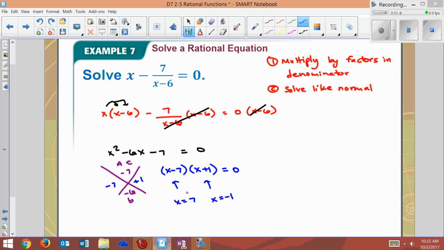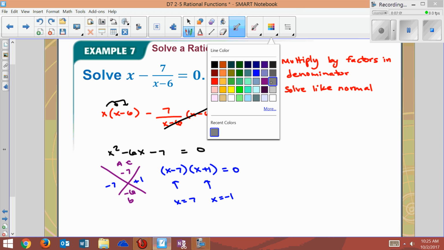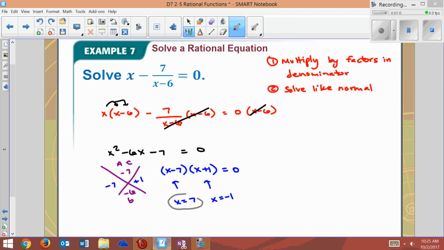Now, we need to check these to see if they're extraneous. By that I just mean plug in and make sure you get the 0. When I plug in 7, I would have 7 minus 6 here is 1. So 7 over 1 is 7. So 7 minus 7, it is 0. That is a great answer. We just determined that this is a great answer.